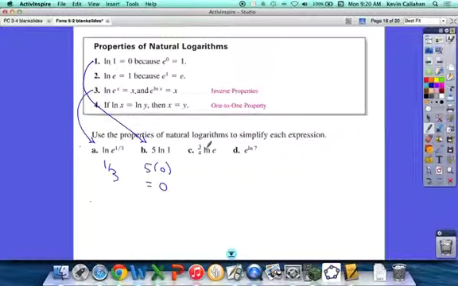3/4 times ln of e. Okay, again, forget about the 3/4. What's ln of e? Which property is that? The second one. ln of e is 1. So this is 3/4 times 1, which is 3/4. That is this property.